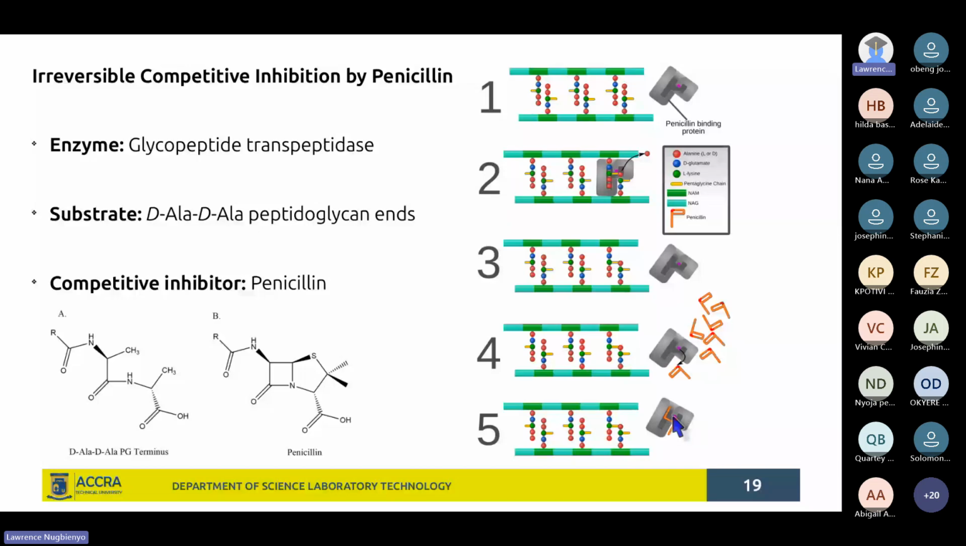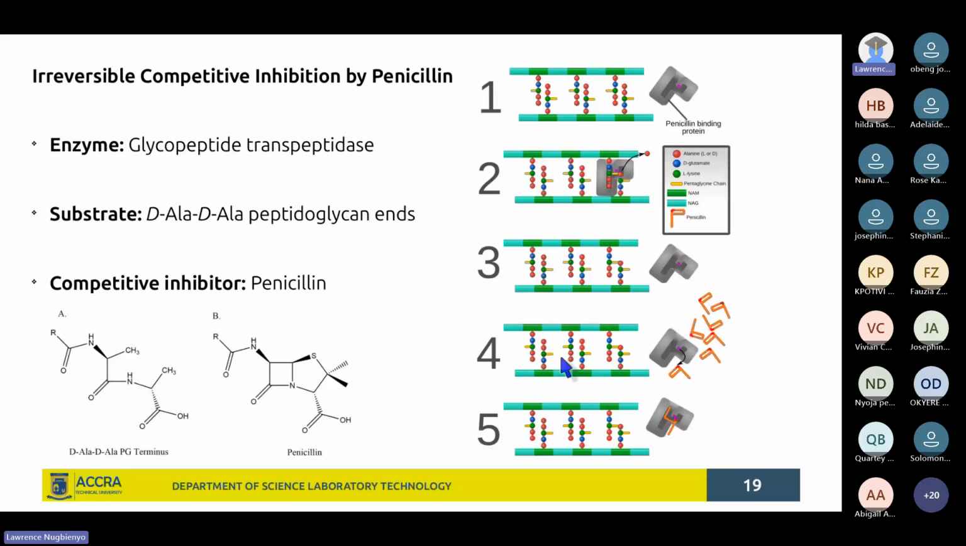And once the active site is blocked, there cannot be synthesis of the peptidoglycan. If there is no synthesis of the peptidoglycan, then there will not be formation of the bacterial cell wall. In that case, it will result in cell death. Because of course, if the cell wall is not formed, then the bacteria is not protected.